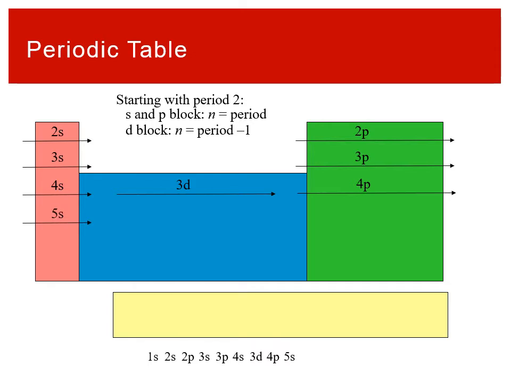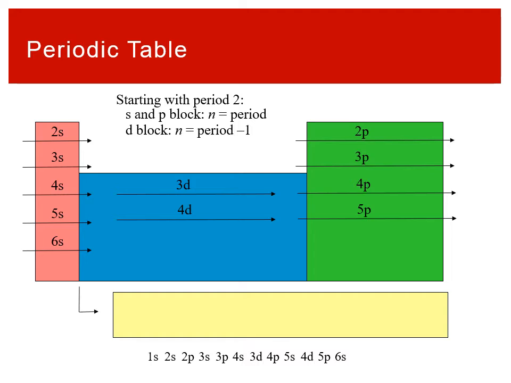And this just keeps going. 5s, 4d, the pattern of 5p. We're just following that Aufbau ordering, the ordering that we used previously when we were coming up with electron configurations, because it's always going to follow this same pattern.